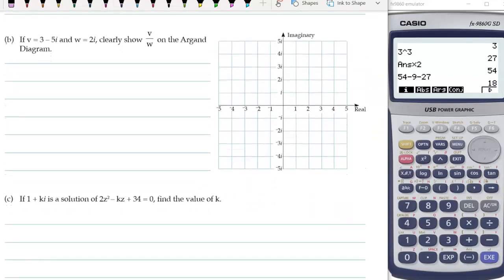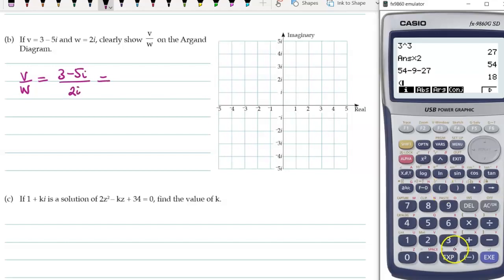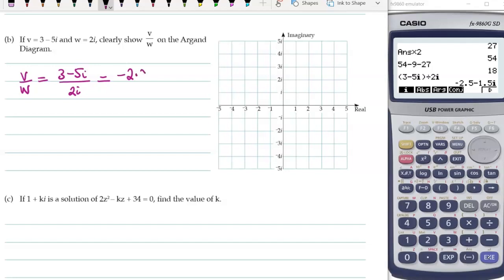Part B, we want to show v over w on the Argand diagram, so let's work that out. We've got 3 minus 5i over 2i. I'm going to use the calculator for this. It's only an achieved question, so we can just pop that straight in. And that comes to minus 2.5 minus 1.5i. So on the Argand diagram, we're going to minus 2.5 there, and down 1.5 is just here. So that is u over v.